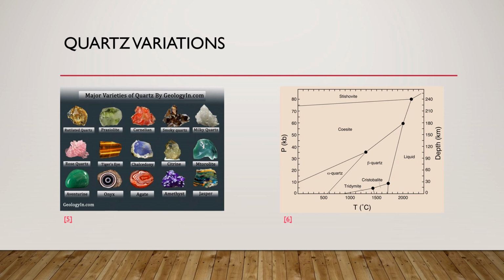Quartz can be alpha quartz, that's low temperature quartz, or beta quartz, also known as high temperature quartz. The transition from alpha to beta takes place at around 573 degrees Celsius. There are a lot more polymorphs at higher temperatures and pressures. This leads to the very complicated phase diagram of silicon dioxide, as seen on the right.